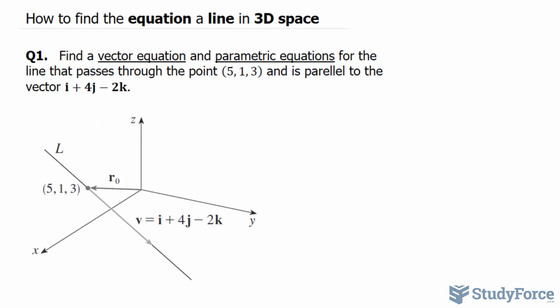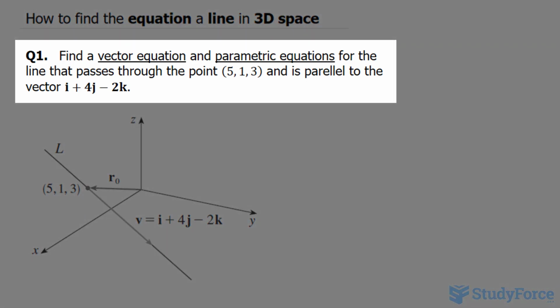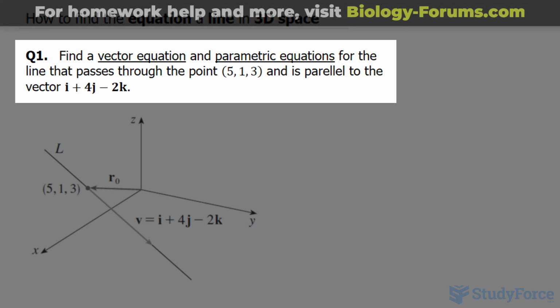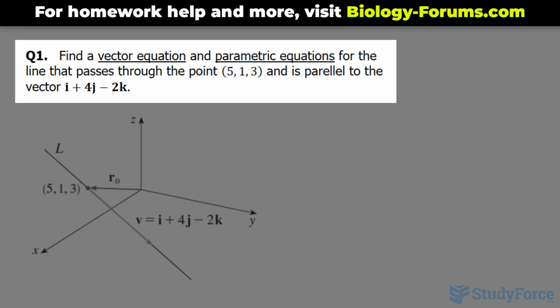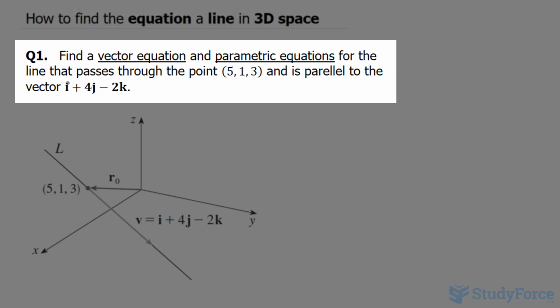In this lesson, I'll show you how to find the equation of a line in 3D space. The first of two questions reads, find a vector equation and parametric equations for the line that passes through the point 5, 1, and 3 and is parallel to the vector that has an x component of 1, a y component of 4, and a z component of -2.